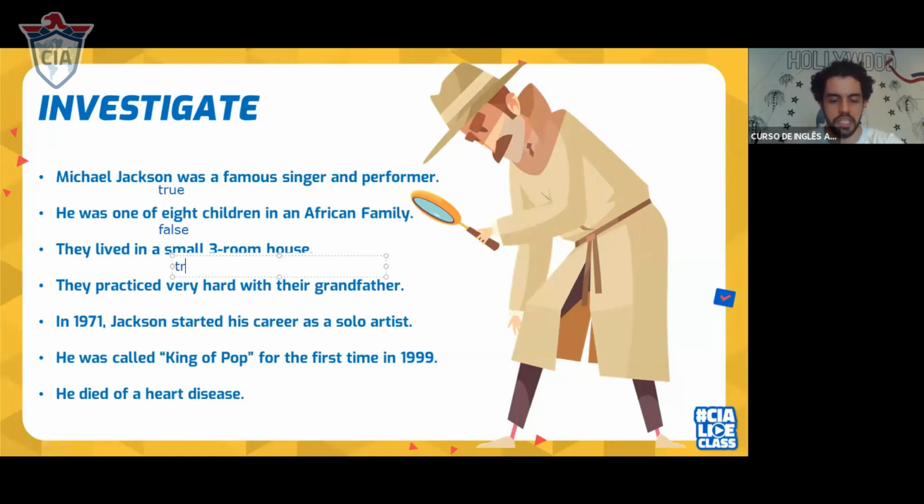True. That's easy. Next: they practiced very hard with their grandfather. Gardenia said false, Wanda said false, Valeria, true. Why is it false? Father. It's not grandfather, it's father. So this is false. They practiced very hard with their father.